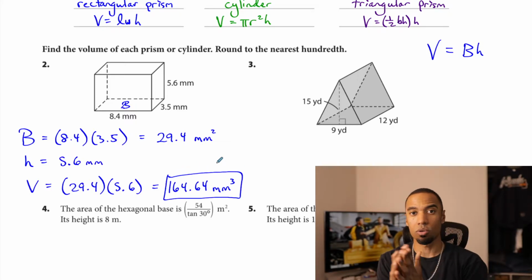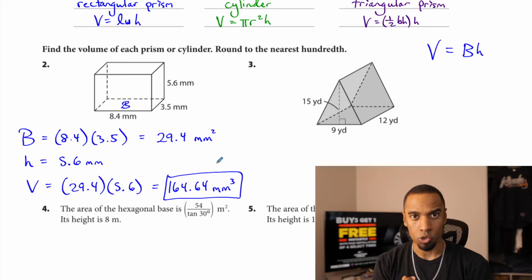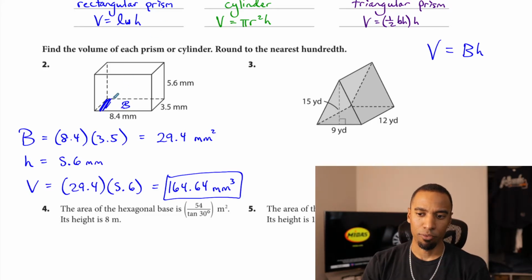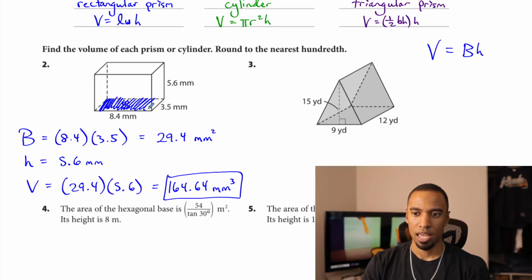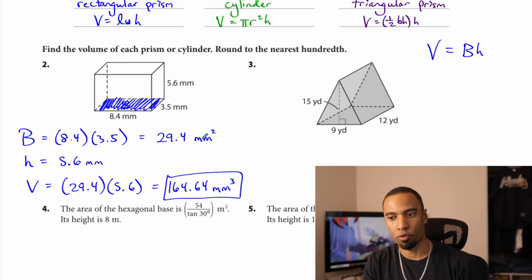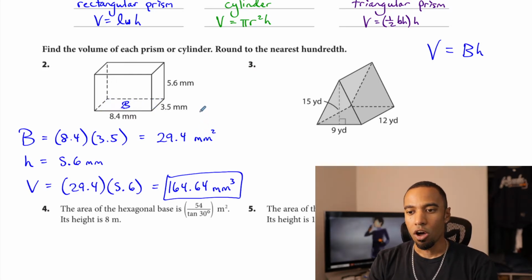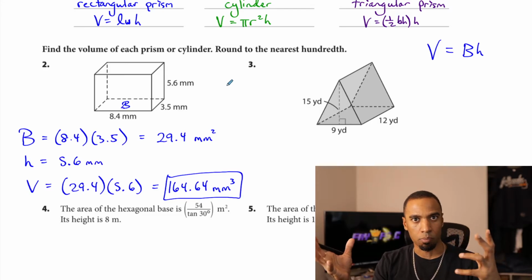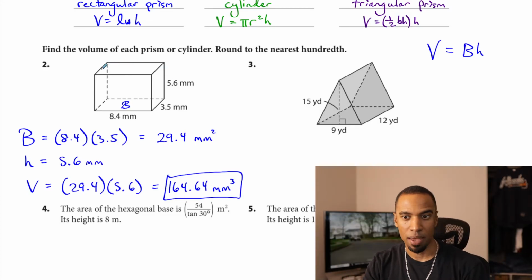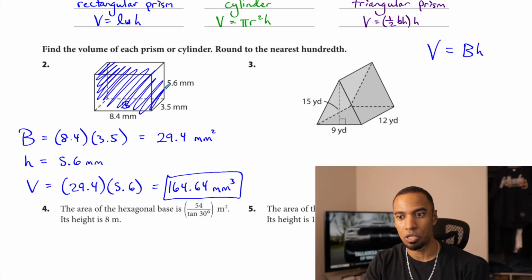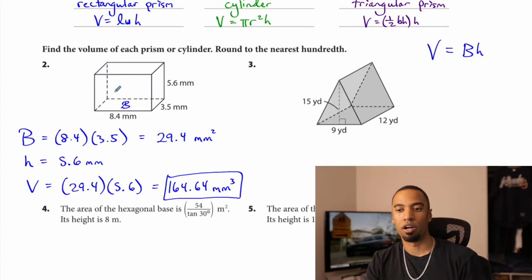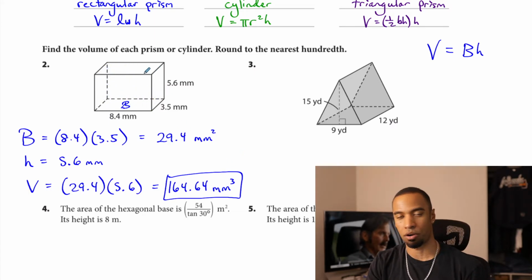And volume, if you guys don't know, I should have really mentioned this first. If you don't know what volume is, area is how much coverage there is on a two-dimensional object. How much paint would it take to paint that whole thing? Oh, 29.4 square millimeters of paint. Volume is how much space is occupied, right? It's not about cover, it's about fill. If I could take a bucket of paint and fill it up with this, how much is filled over here? You need 164.64 cubic millimeters of paint, of water, of sand to fill up that entire thing.